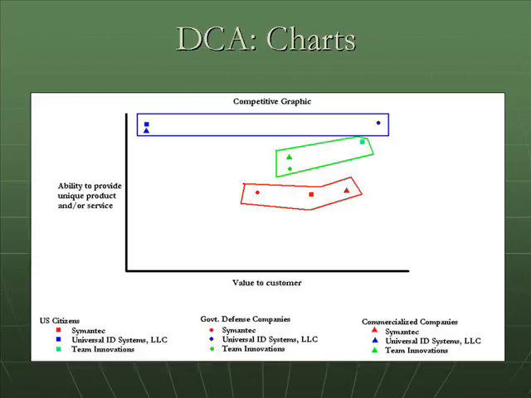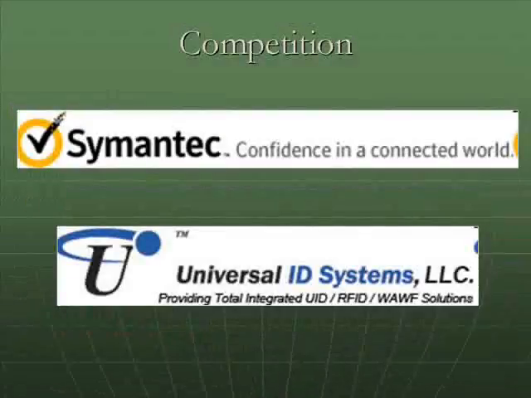The Universal ID System product is consumer-based. There's no application for U.S. citizens and commercialized companies. This is why their value to consumer averages are so low for those 2 customer bases. Their system, however, is incredibly detailed and developed. This is why their uniqueness factor is extremely high. Now we will take a closer look at our competition.